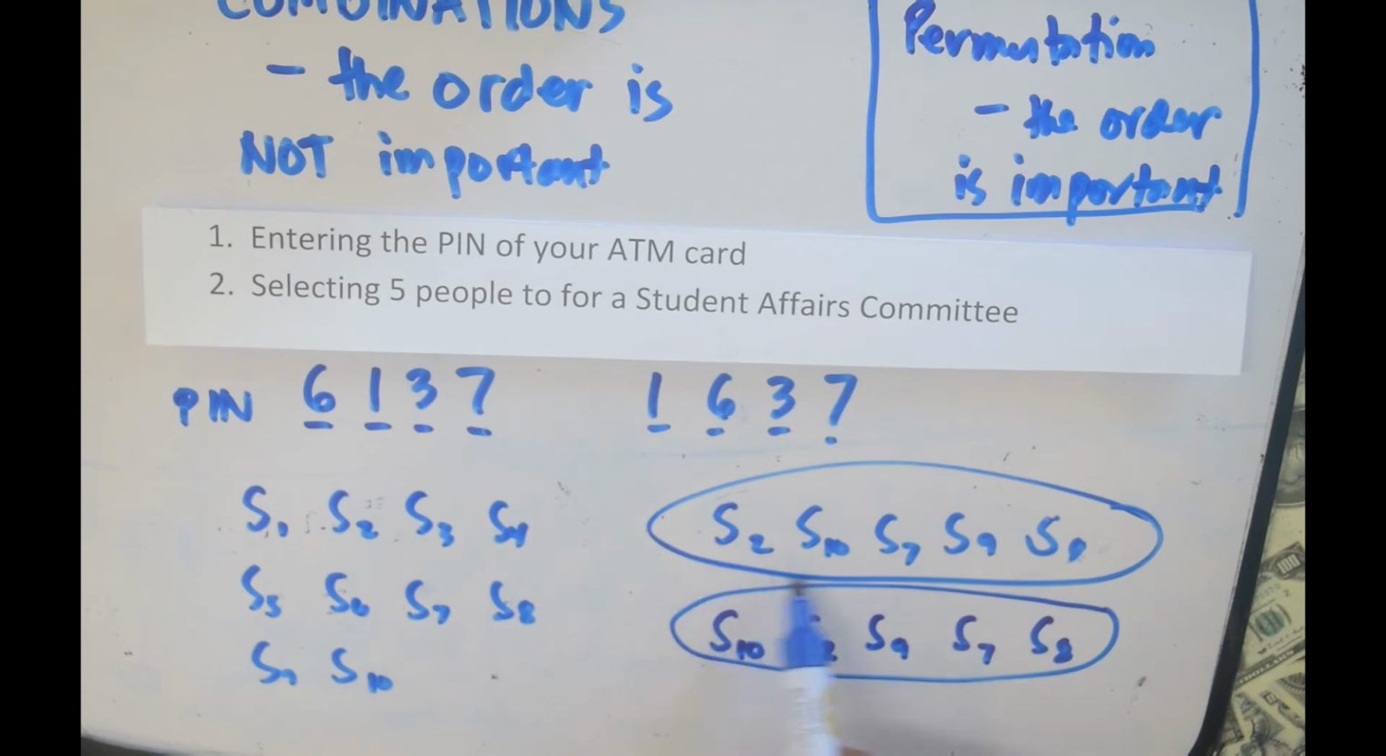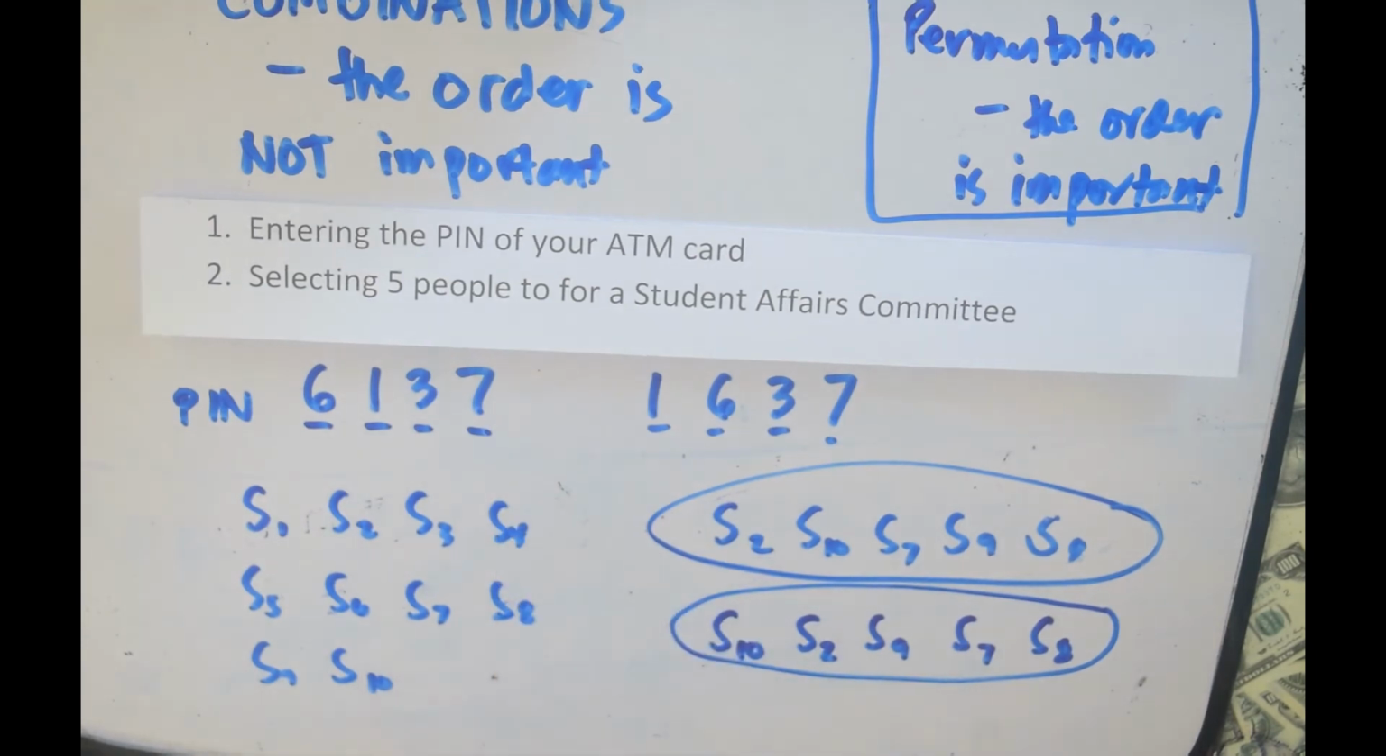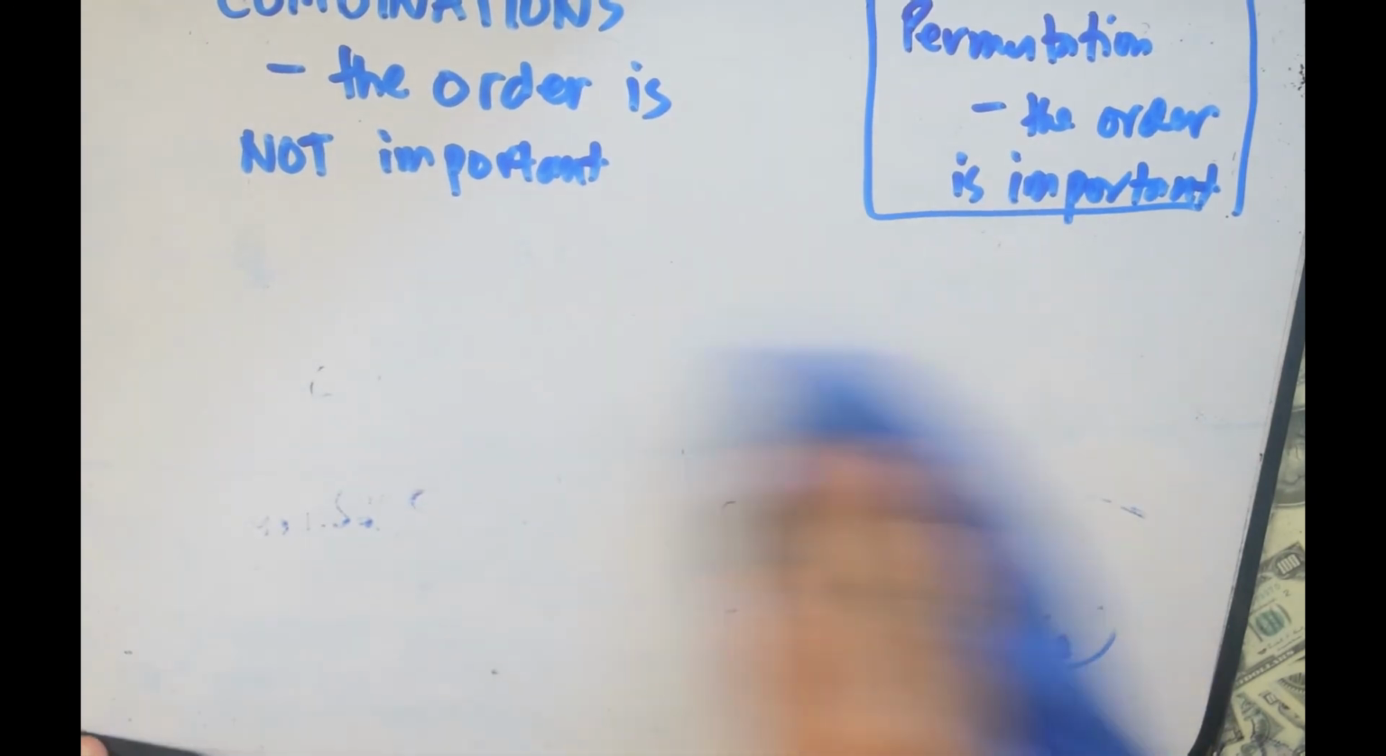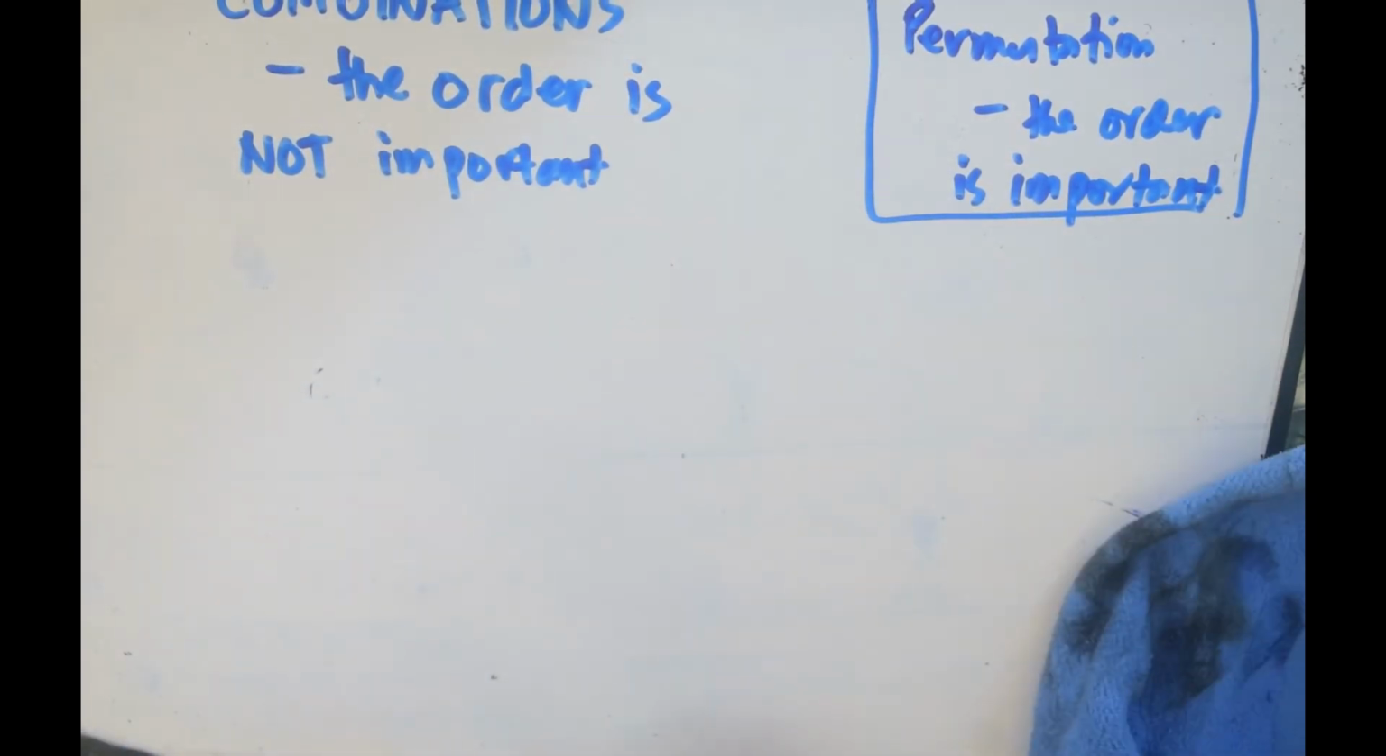If you look again at the example, here it is student 2, student 10, student 7, student 9, student 8, but here the order is student 10, student 2. But the question is just to select and form a committee. Therefore, these two arrangements are just the same. Therefore, the order in number 2 is not important, and this is what we call a combination. So what is now the formula for combination? We have here the formula for combination.